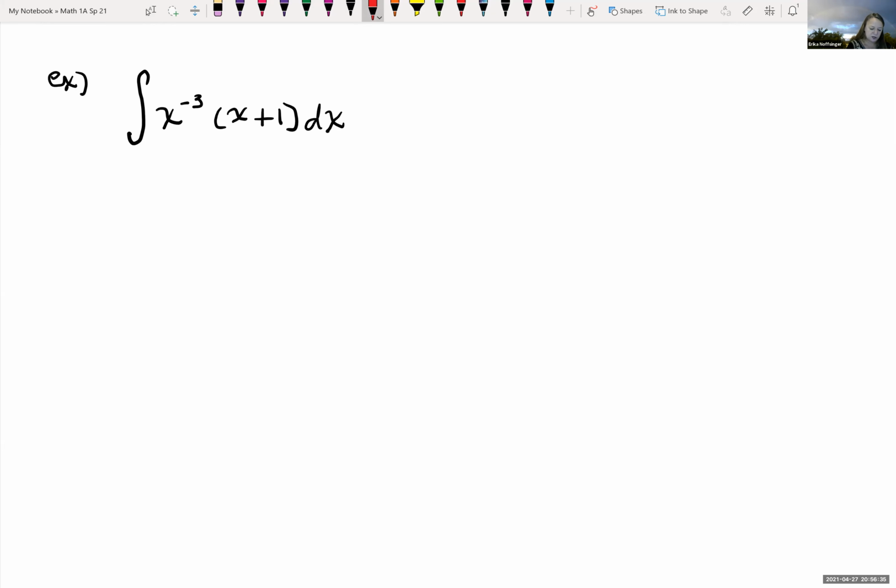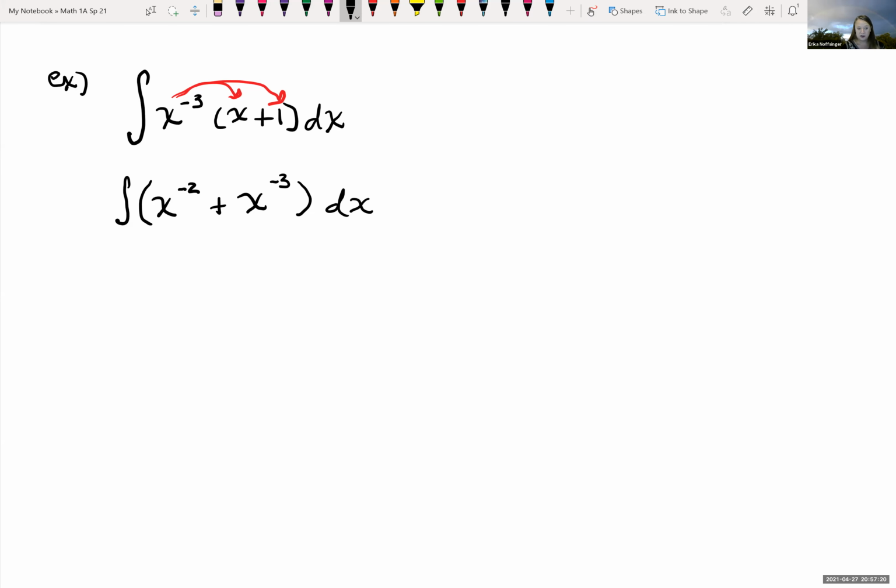Let's first start by distributing x to the negative 3 power. Using rules of exponents, x to the negative 3 times x to the first, same base, we add our exponents. That gives me x to the negative 2 power, since negative 3 plus 1 is negative 2. Distributing x to the negative 3 by the positive 1, I get plus x to the negative 3. And then we have dx. Notice I put parentheses around this whole thing, because technically if I didn't, it's not written mathematically correct.